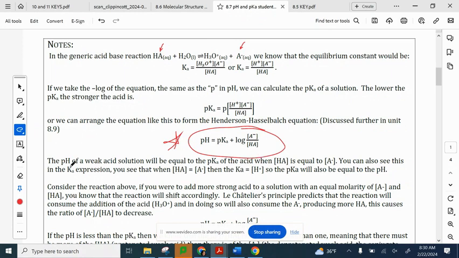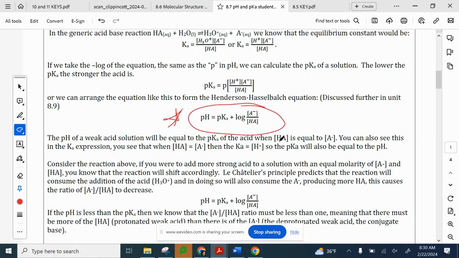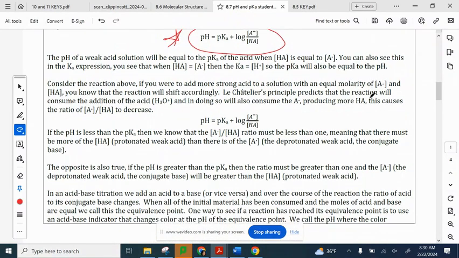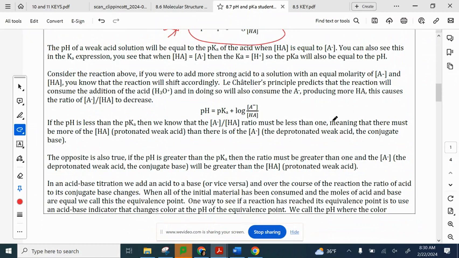So the pH of the weak acid will be equal to the pKa. That's just going through this equation again. We've got that reaction here. If you were to add more strong acid, that's going to take away from this species. Again, we've talked about that. We're just going through it again.